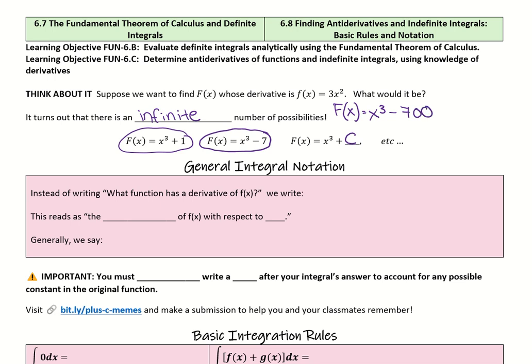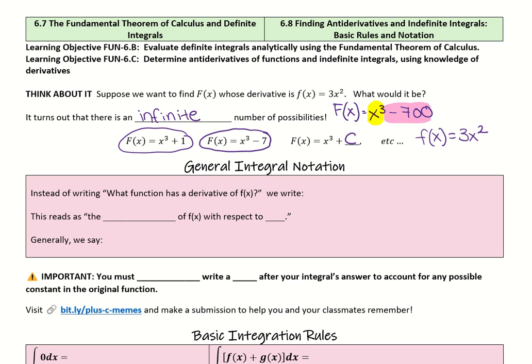If we take the derivative of x cubed, we end up with f prime of x being 3x squared. And then no matter what this number is, what's the derivative going to be? 0. So again, in calculus, we use c to stand for constant, meaning when we work backwards, we don't know what that constant's going to be, so we use c as a placeholder.